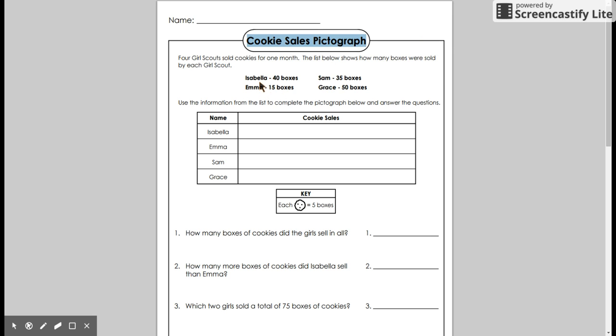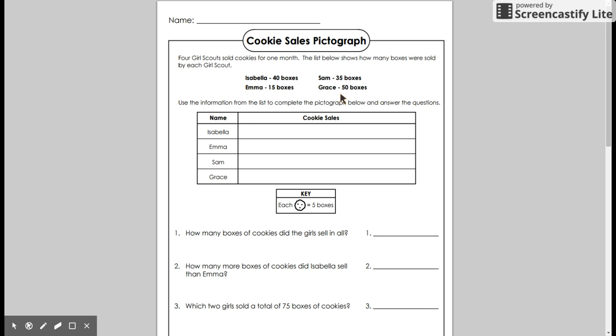So in this case, they actually give you data right away. Let's read the directions before we get started. It says 4 Girl Scouts sold cookies for 1 month. The list below shows how many boxes were sold by each Girl Scout. So then you can see here's the 4 Girl Scouts. There's Isabella, Emma, Sam, Grace, and then you can also see next to the name how many boxes of Girl Scout cookies they sold.